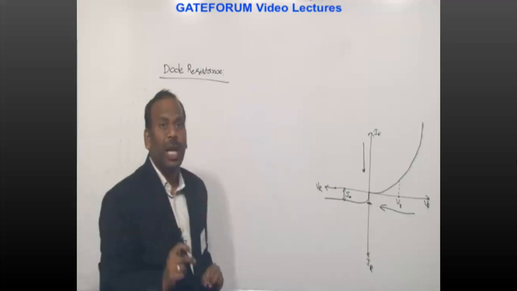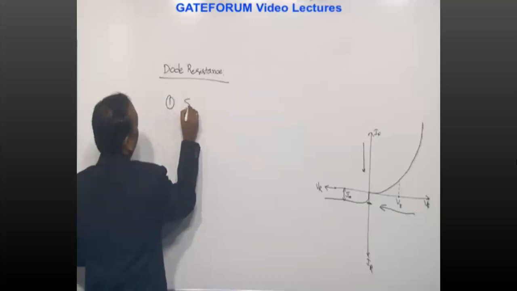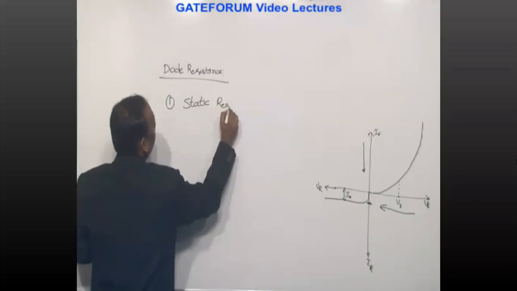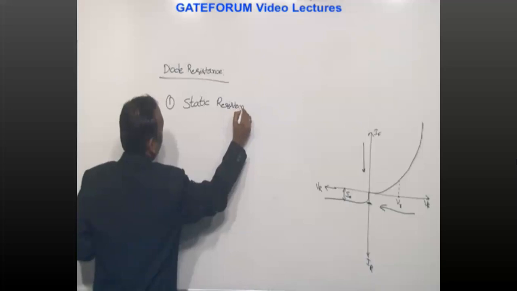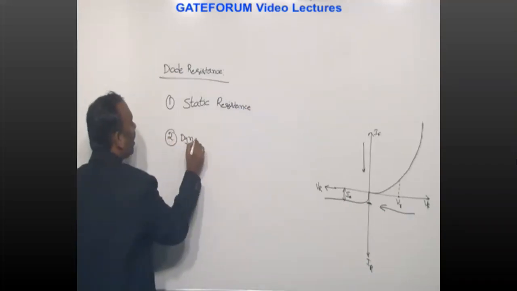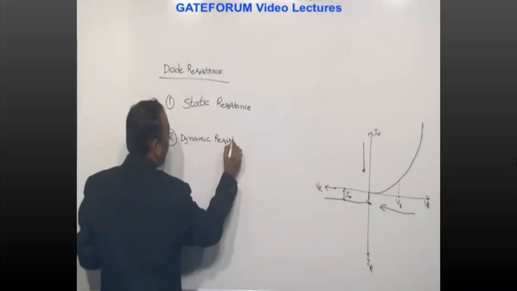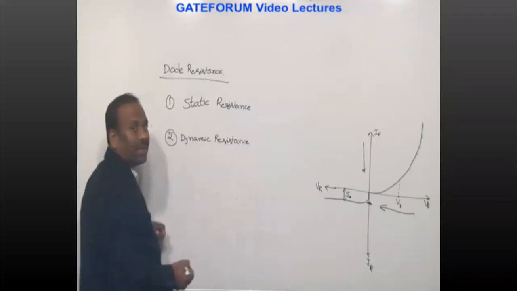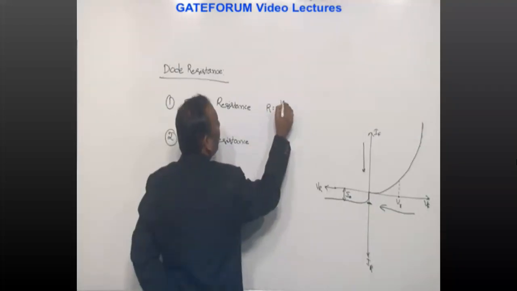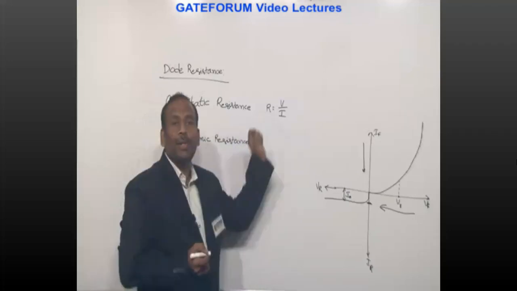Diode exhibits two types of resistances. One is called static resistance. The second one is called dynamic resistance. Static resistance and dynamic resistance. The formula for static resistance is R equals V by I.